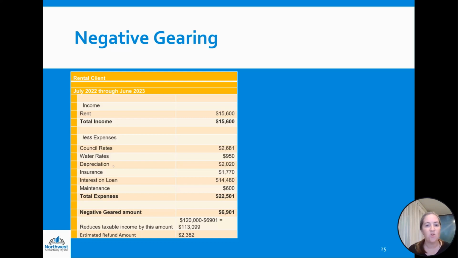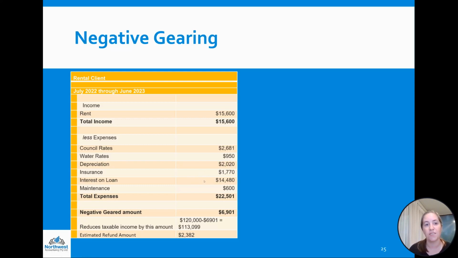Insurance is claimable based on how much you're spending for the year. Interest on the loan is interest that you're paying to the bank, not your full repayment amount. So your cash position is going to be different than your tax position. Your cash position is going to exclude the depreciation, but add on how much extra you're paying on the principal of the loan.